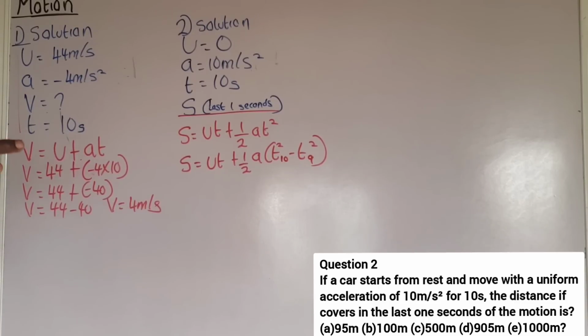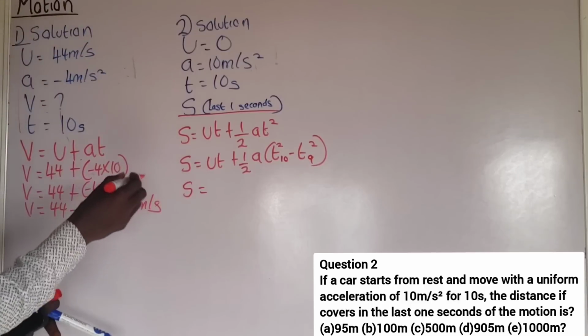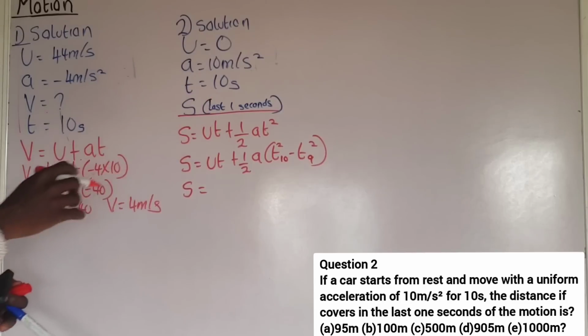That means the distance covered in the last 1 second will be the difference in the distance between the 10th second and the 9th second. You understand? So let's proceed. I'm going to have s equals ut. Because u is 0, the product of u and t automatically will be 0. Even though we have a significant value of t, which is 10.